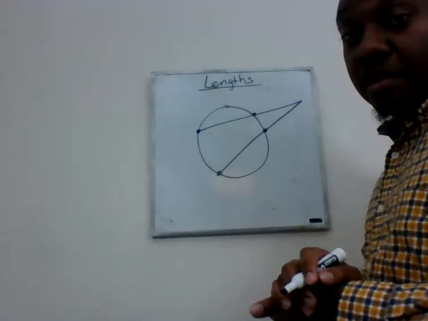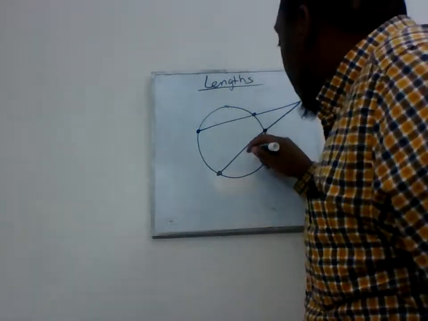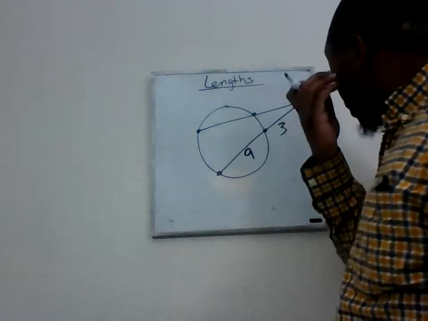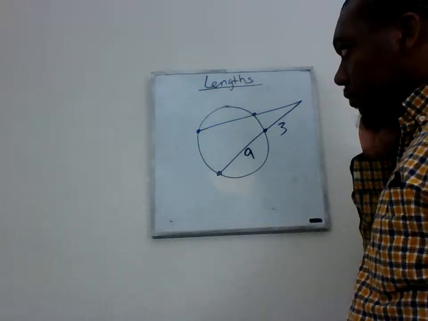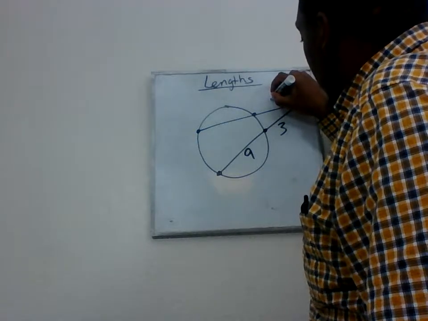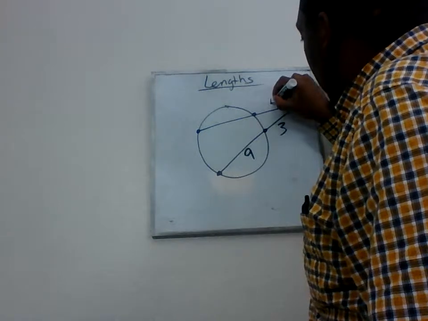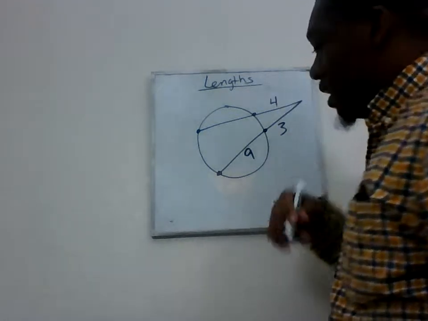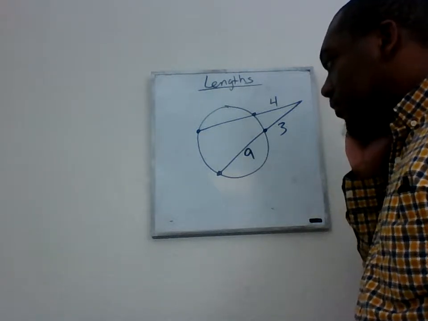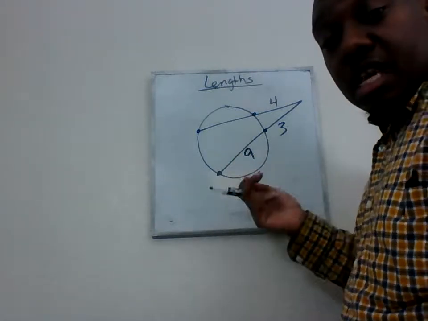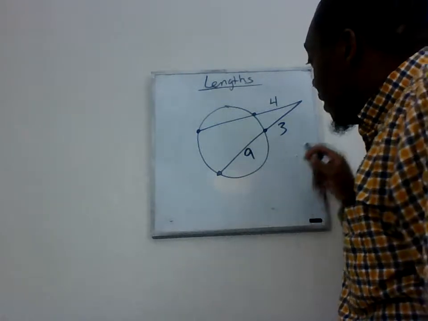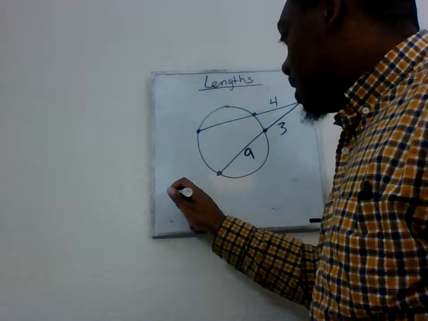Okay. So let's say we have two secants. Again, let's just use the same one we had before. Say we have 9 and 3 here, and then we have 4. This is actually the same as what we did before, except now it's not a whole tangent line outside. So if we take the measure of the entire thing, this would be 9 plus 3.